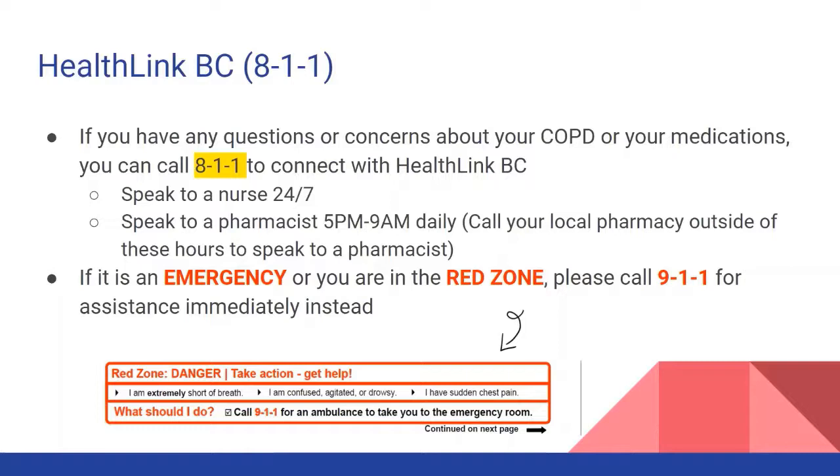For any questions or concerns you may have with your COPD or with your medications, you can contact the 811 phone line to connect with HealthLink BC. Nurses are available to answer questions 24 hours a day, 7 days a week. Pharmacists are also available through 811 from 5 p.m. to 9 a.m. daily. For questions during normal 9 to 5 business hours, you can contact your local pharmacy to speak with your pharmacist regarding your medication-related questions. However, if you're experiencing an emergency or you are in the red zone as shown in your COPD action plan, please call 911 for immediate medical assistance as HealthLink BC is not an alternative to emergency medical care.